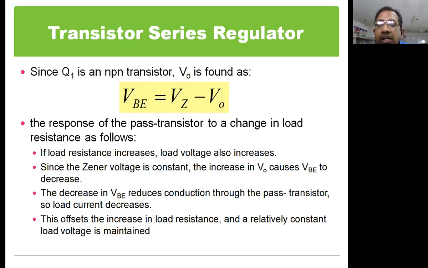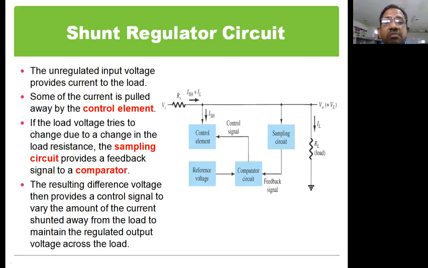If V naught is going to decrease, VBE increases. If VB increases, the current flowing through the transistor is also going to increase. Once again, the output voltage is going to be set back to the previous reference voltage. So like that, we get the compensation brought into the output voltage, right? So this is the basic operation of a transistor series type of regulator.